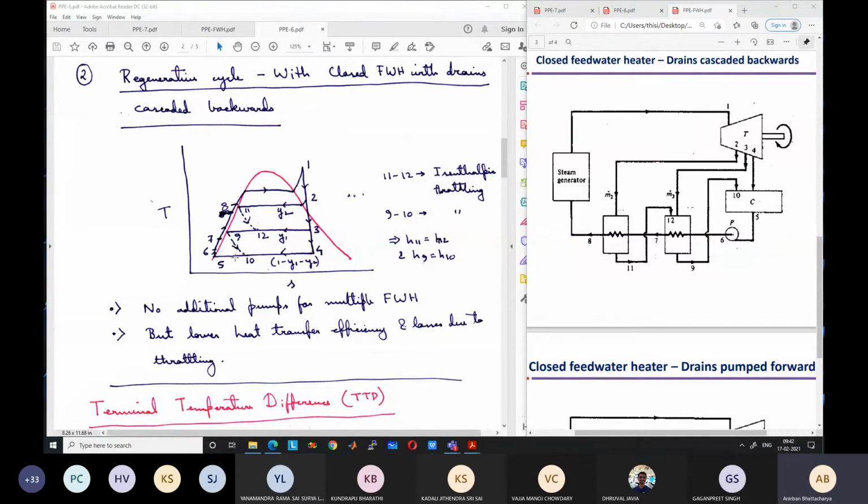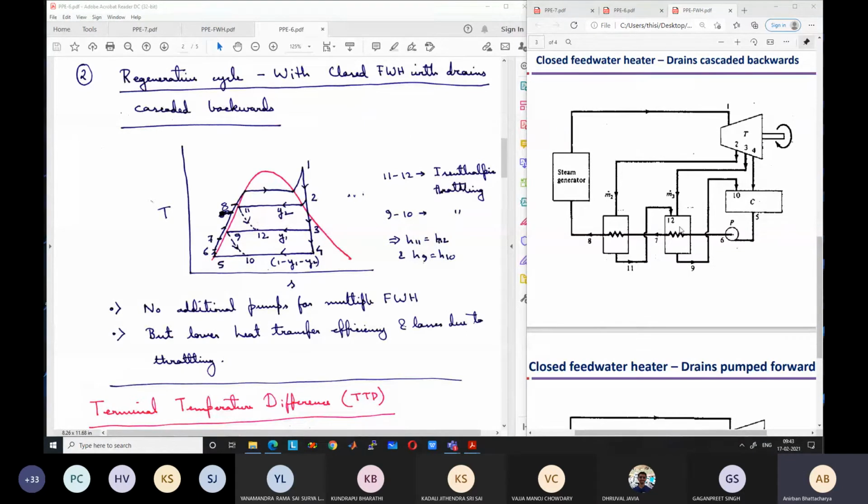The main advantage of this type of cycle is that no additional pumps are required for each feed water heater, as compared to the previous open feed water cycle, where for each feed water heater we had one large pump. Here only a single large pump is required, no other pumps. But the heat transfer is less effective because heat transfer occurs through the tube walls. There is no direct mixing, so heat transfer is slightly less effective in this case.